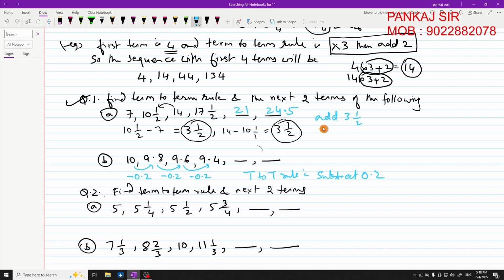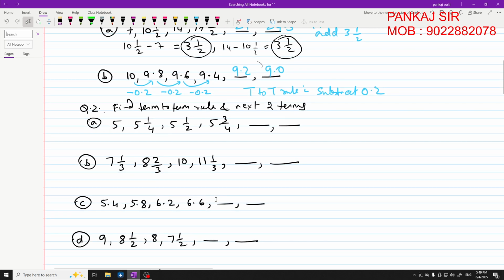Here, add 3 and a half. This was the term to term rule. Right? Now what should be the next two terms? Obviously from 9.4 I'll have to subtract 0.2. So I'll get 9.2. And from 9.2 if I subtract 0.2 I'll get 9.0. So these are the two terms I'll be getting. Okay. Moving to the next one.